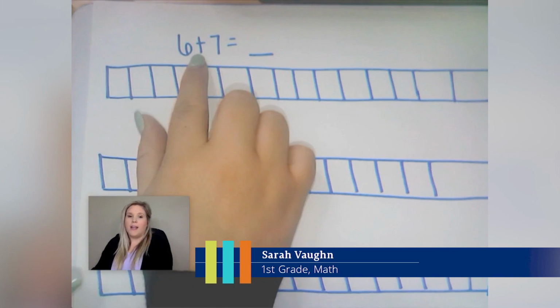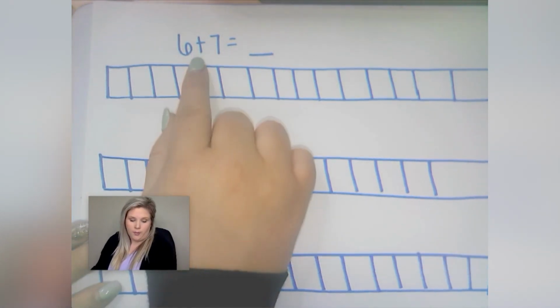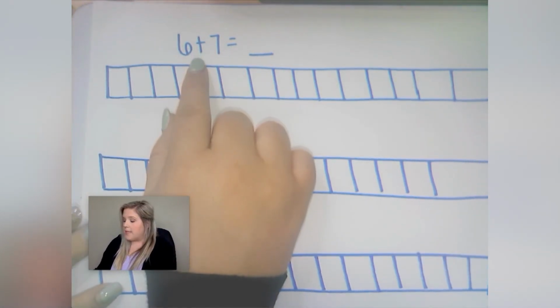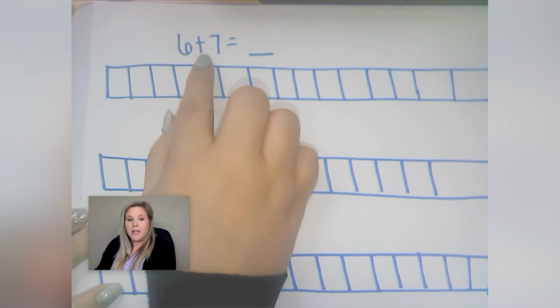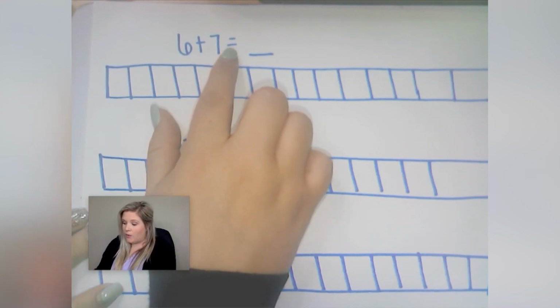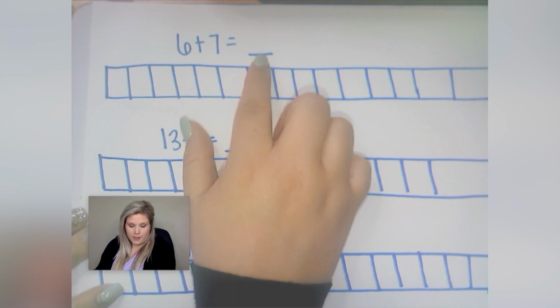Let's take a look at our first problem. This problem states that 6 plus 7 equals some number. How can we use addition to find the missing number?